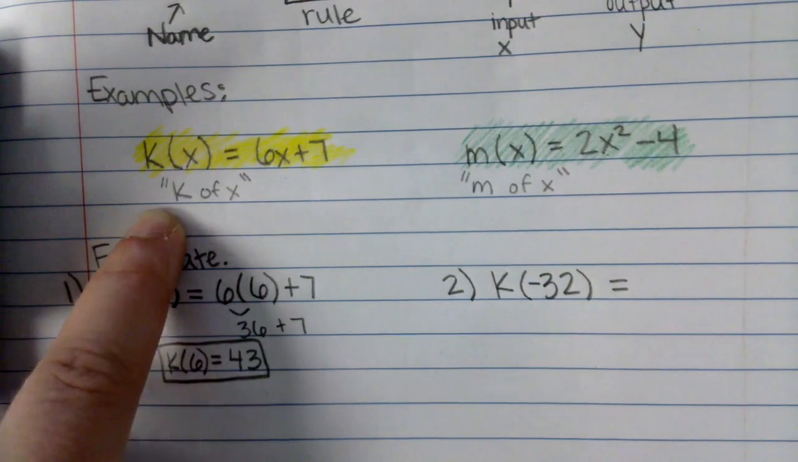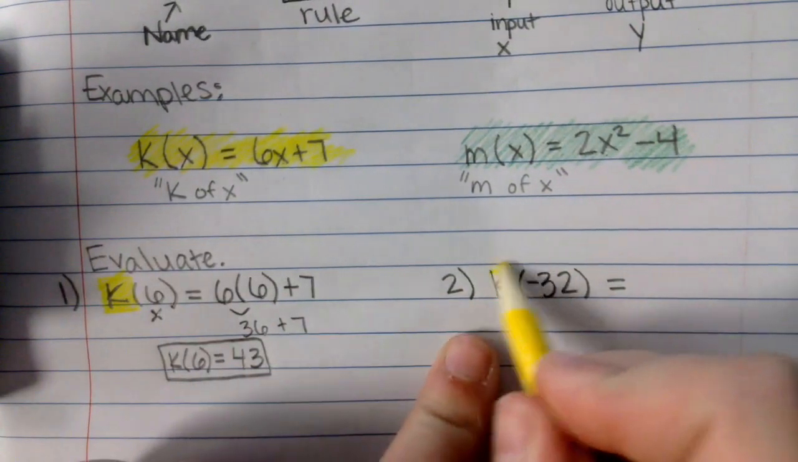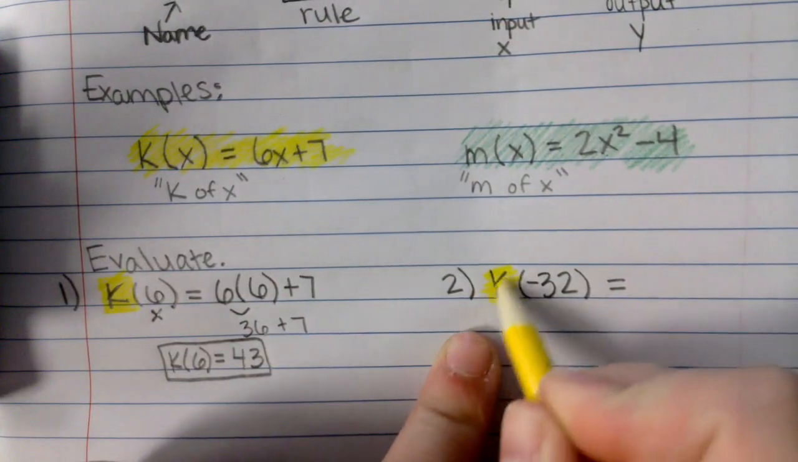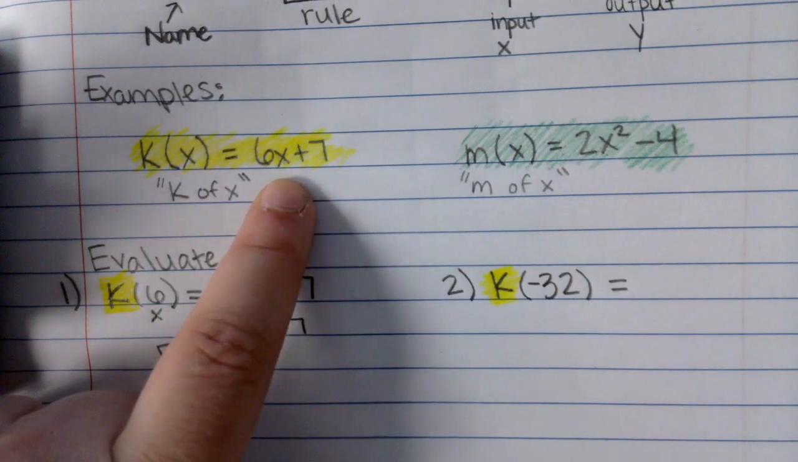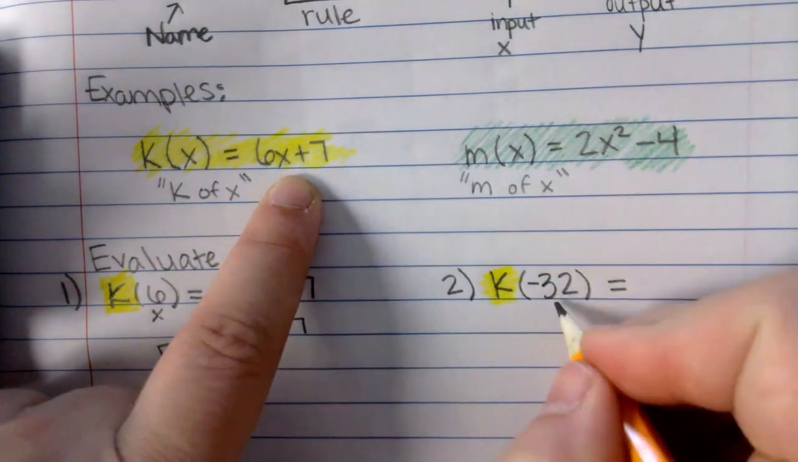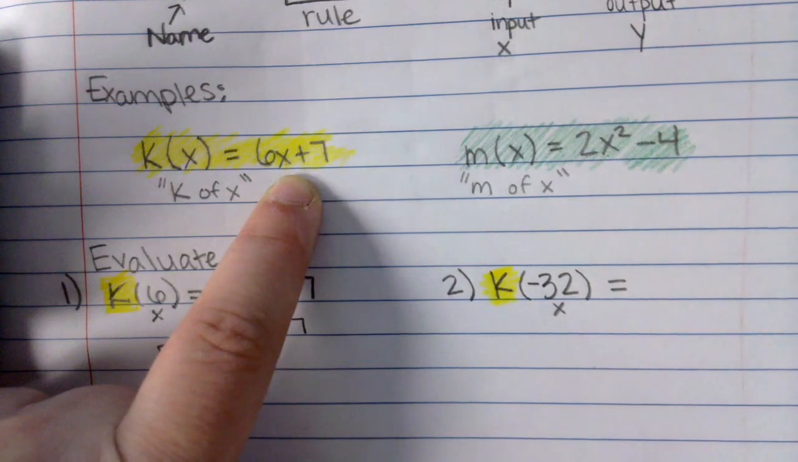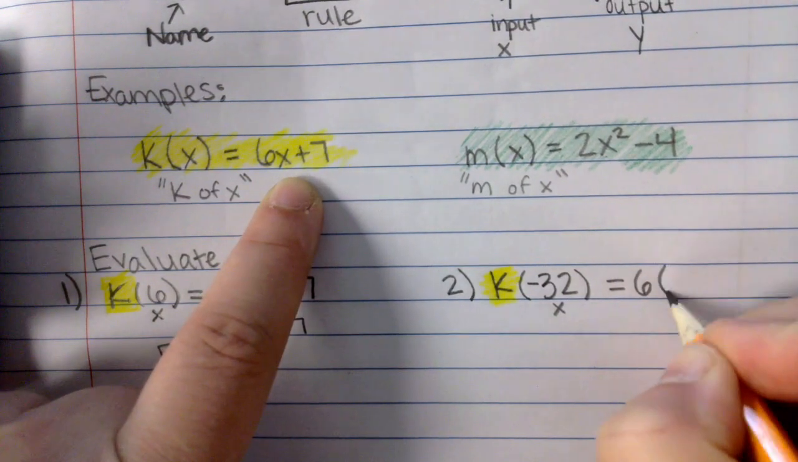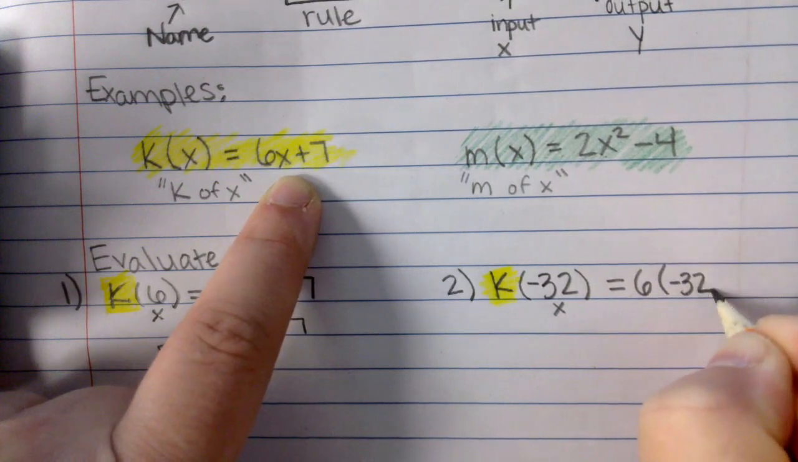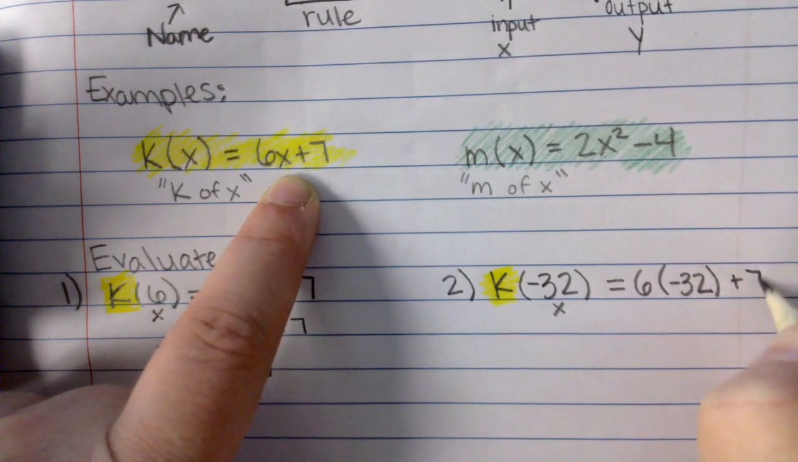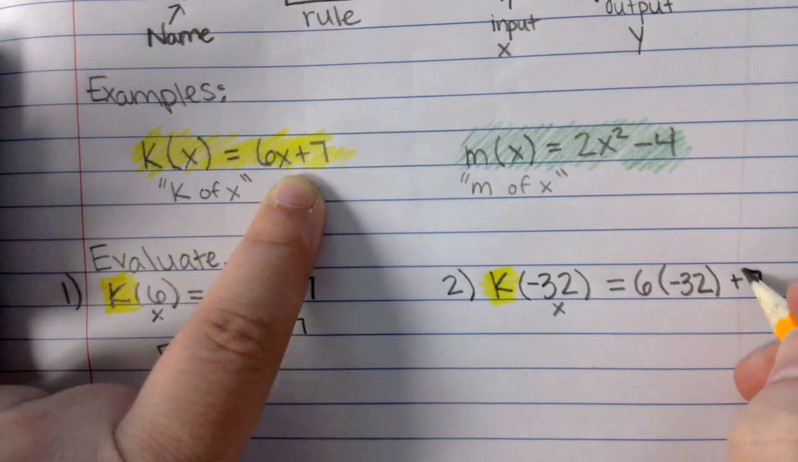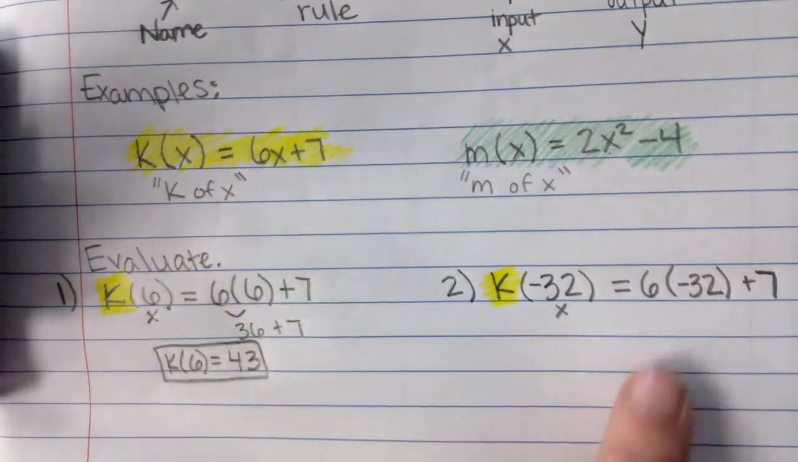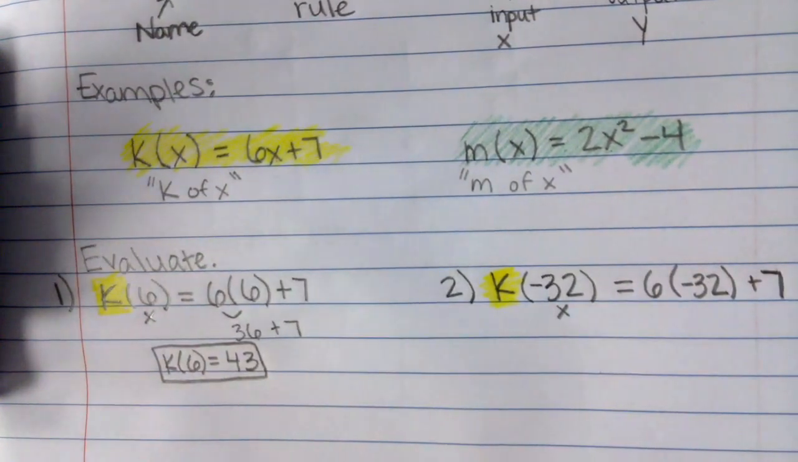I'm using function k, which is 6x plus 7. But instead of x, I'm going to use that negative 32. So 6 times negative 32 plus 7. Anytime we put in an x, using those parentheses is going to be a good choice, because that ensures that we're going to get the right answer, just like how we did in our tables for quadratics.